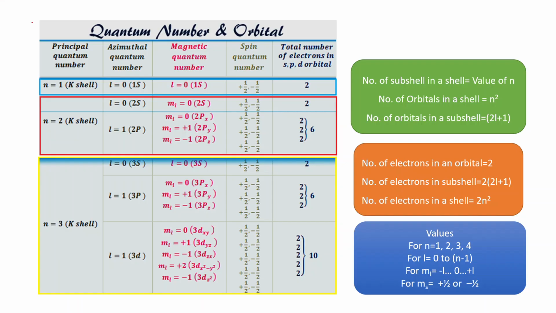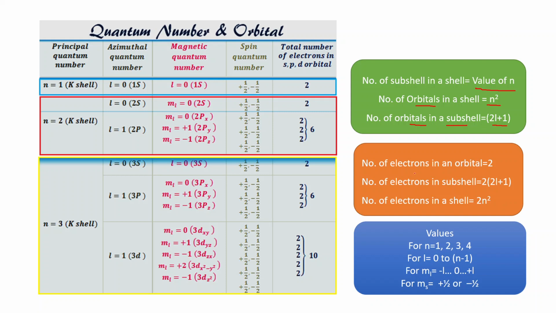Now again see, this is the summary of whatever we have discussed. This is the brief summary. The number of subshells in a shell is equal to the value of n. The number of orbitals in a shell is equal to n square. The number of orbitals in a subshell is given by 2l plus 1.